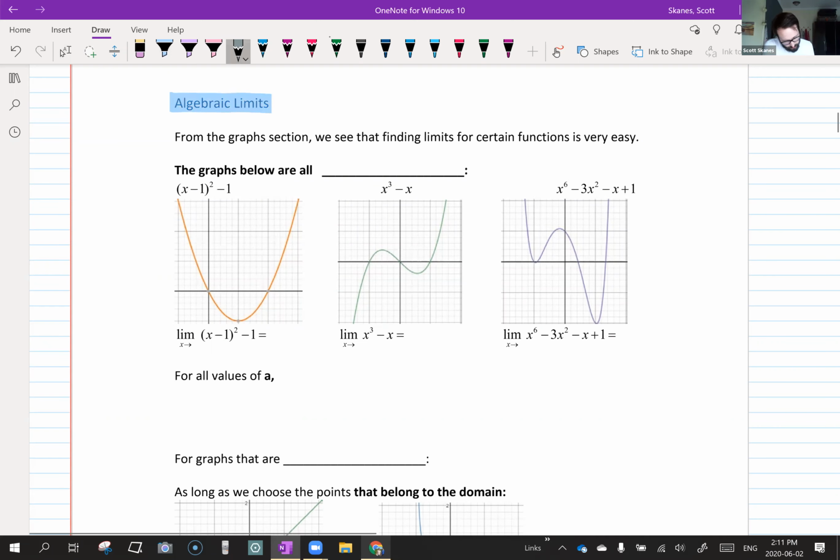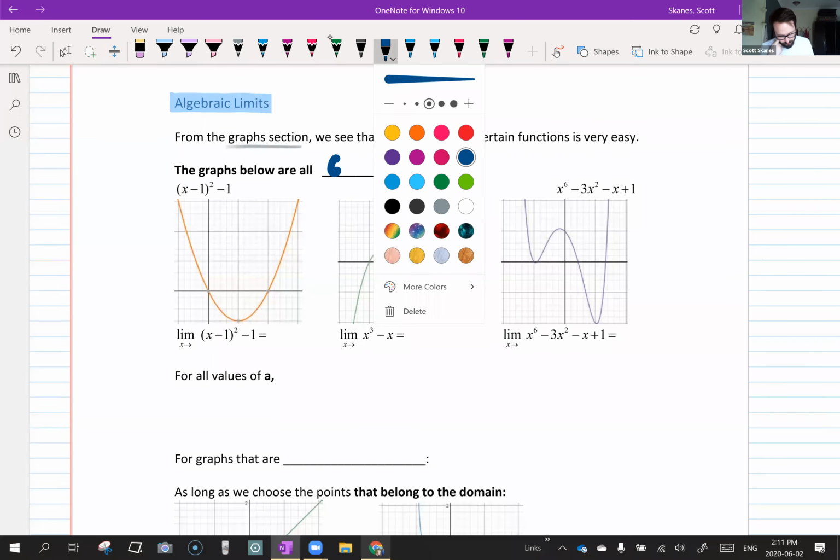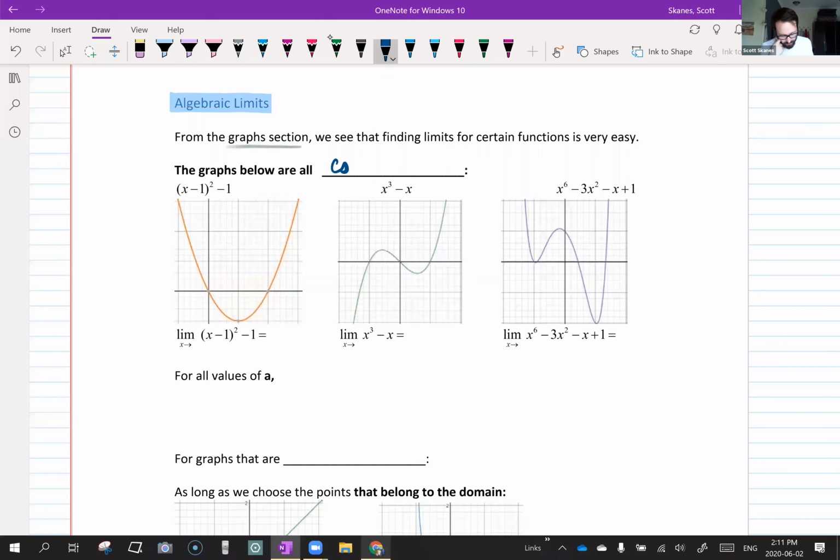It said, from the graph section, we see that getting the limits of a function is very easy. The graphs below are all continuous. And we know that because we could just draw on them, and we could draw them all without lifting our pencil. If they're continuous, it means that the graphs have limits.